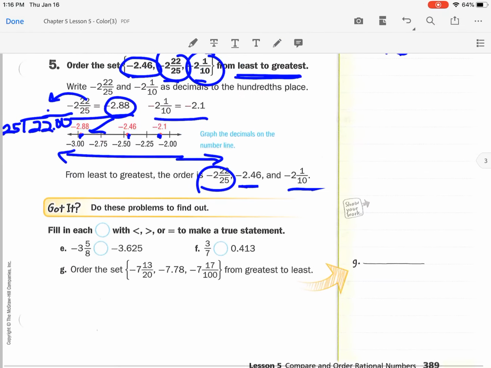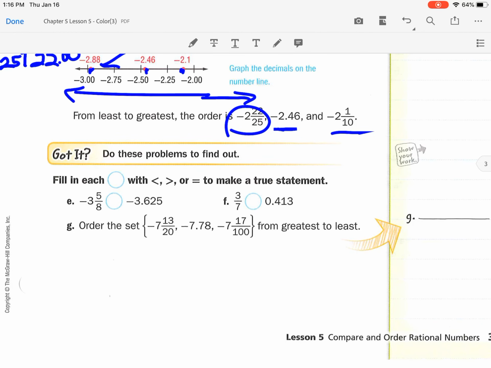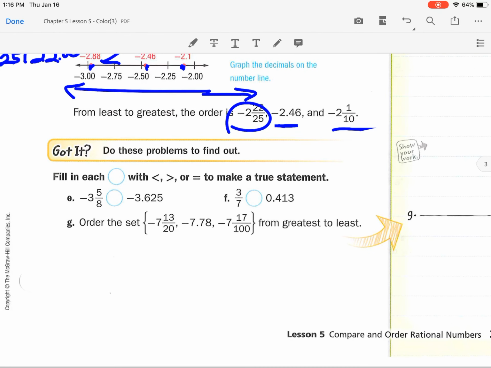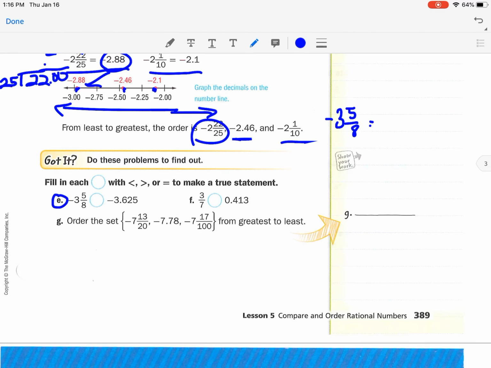Okay, so let's take a look at this. We have to figure out which way to make this statement true. We're taking a look at negative 3 and 5/8 and negative 3.625, and we want to see if it's greater than, less than, or equal to. We're going to leave that decimal alone, but we're going to take negative 3 and 5/8, and remember, I'm going to leave the negative 3 alone and just work on taking that 5/8 and dividing that problem out.